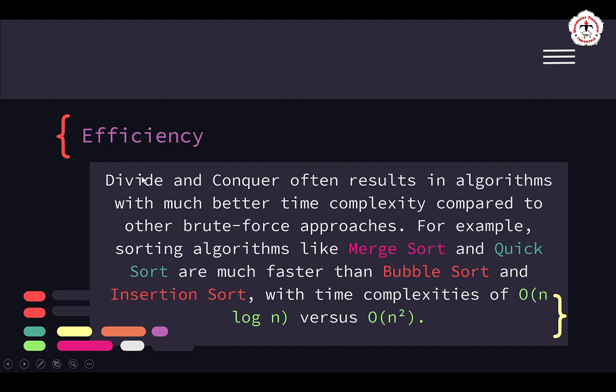Advantages of divide and conquer. Efficiency. Divide and conquer often results in algorithms with much better time complexity compared to brute force approaches. For example, sorting algorithms like merge sort and quick sort are much faster than bubble sort and insertion sort, with time complexity of O(n log n) versus O(n squared).